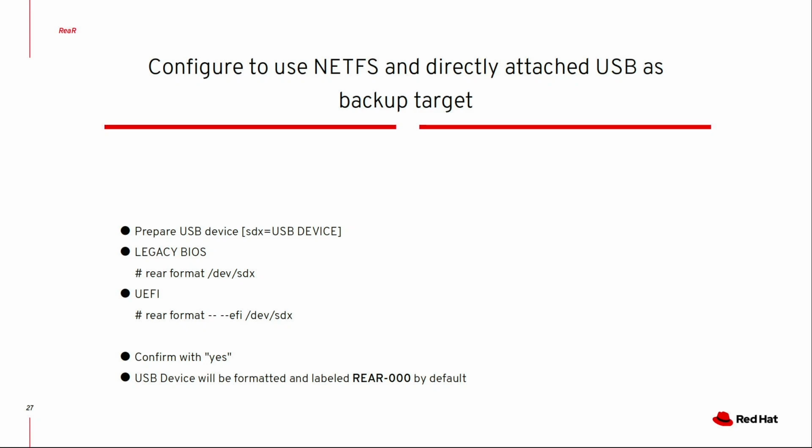For a legacy BIOS boot mode, which we still have some of those laying around, it's just rear format and then the block device. For UEFI, it's rear format, and for some reason we've got to do a dash EFI and the device, and that will prepare it correctly. Again, confirm yes to make sure we know what we're doing with that USB device, and that we want to destroy it. And it will label that device with the default name of REAR-000. Again, that's configurable, but that is the default.